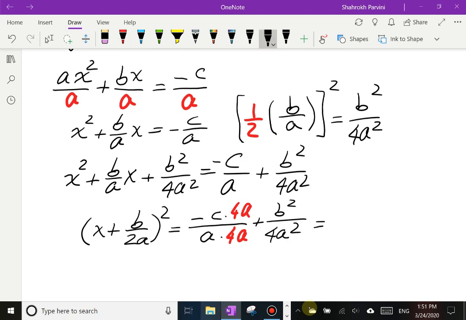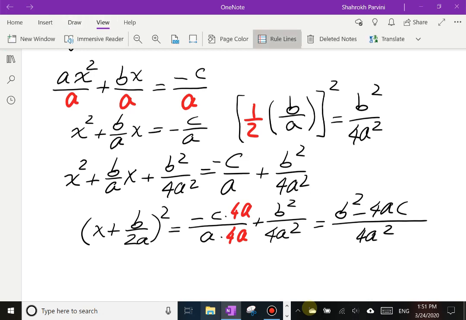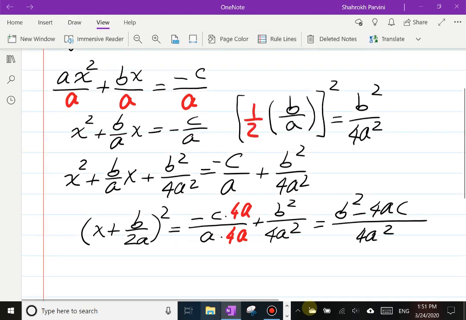This makes the denominator on this side 4a squared, and the numerator is b squared minus 4ac. I simply swap the places of these two. Let me put some lines here so you can see this better, and I can keep my writing in line as well, so it looks a little better.